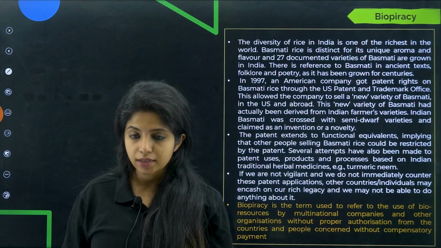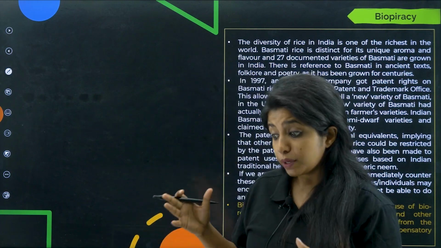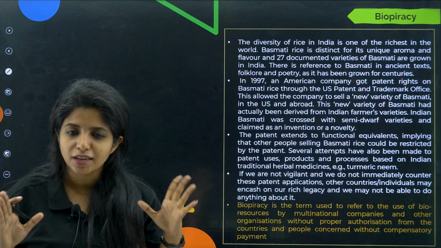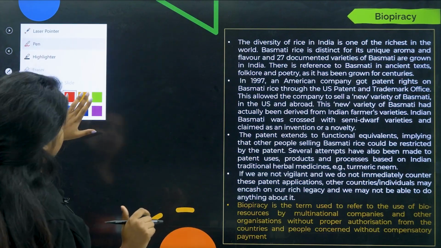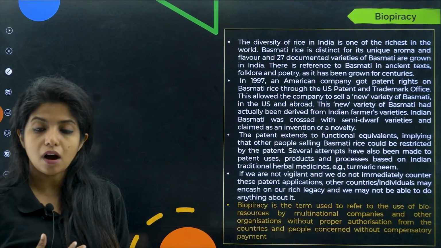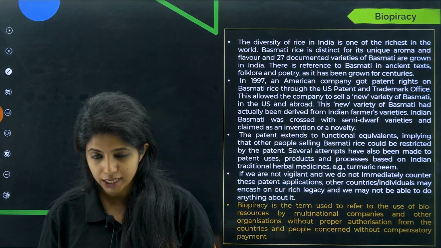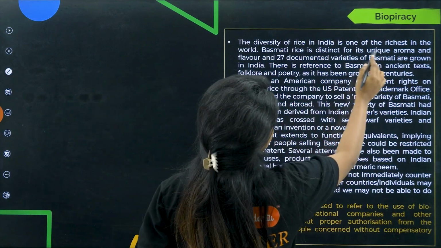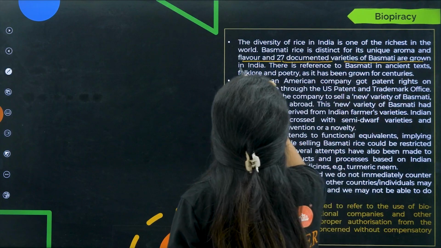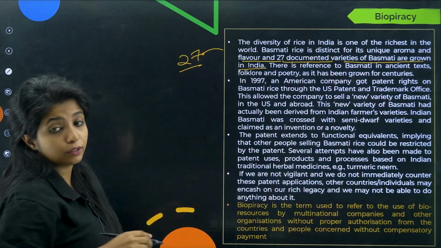Now, biopiracy. So what happened is that we made all the things transgenic and things like that, a lot of good things happened, but along with it there were little bad things also happening to us, that is, Indians. What was that? Let's see. So over here, let's read. The diversity of rice in India is one of the richest in the world. You know, right? We are the people who make so many different varieties of rice. Basmati rice is distinct for its unique aroma and flavor, and 27 documented varieties of basmati are grown in India. How many? 27 different varieties of basmati itself are being grown in India.